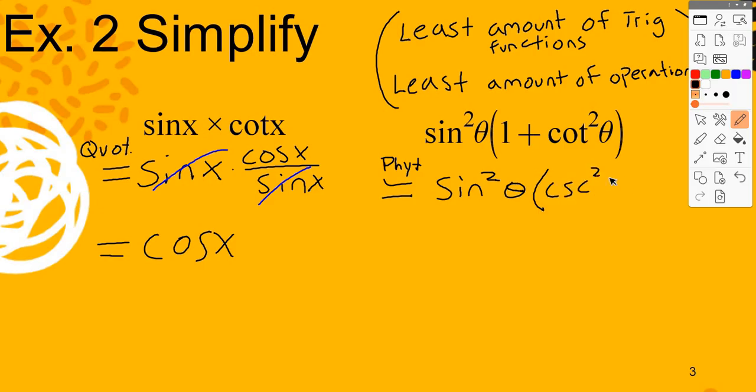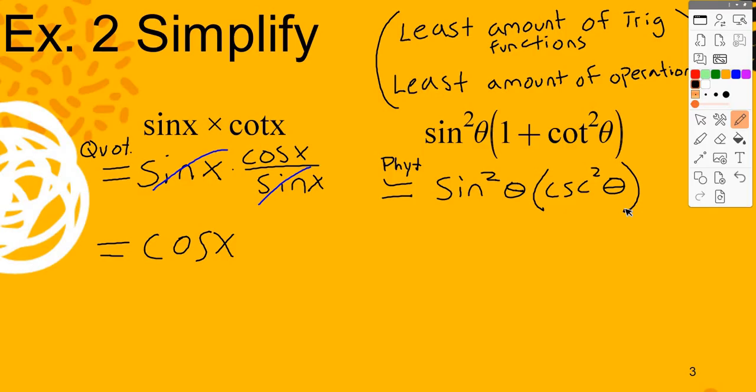So now this becomes cosecant squared up there. So we have fewer operations now, because I started with multiplication and addition, and now I just have multiplication. However, I still have two trig functions. So sometimes we might have to use more than one identity.